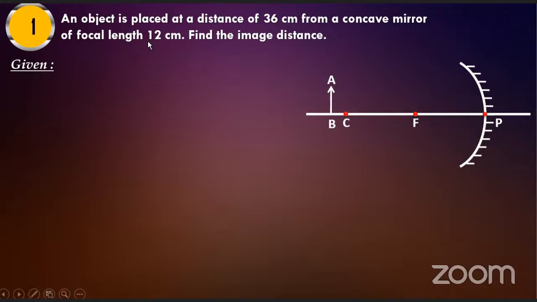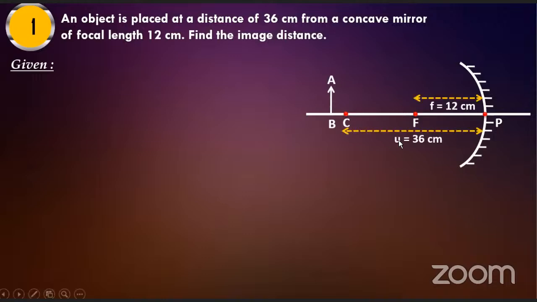The focal length of the mirror is 12 centimeters. Is it right? Then what about the radius of curvature? 24 centimeters. Object distance is how much? 36. It means beyond C, between C and F, or at C? Beyond C. 36 is more than 24. So the object is beyond C only.